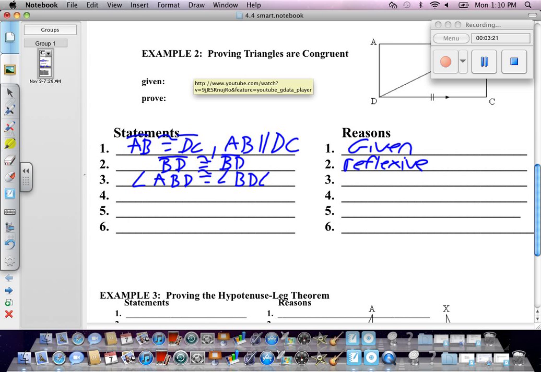Yes, Eric? Alternate interior. Alternate interior. Now do I have a side, an angle, and a side? So now I can say that triangle ABD is congruent to triangle CDB by side, angle, side. Excuse me? Is that ABD to CDB.